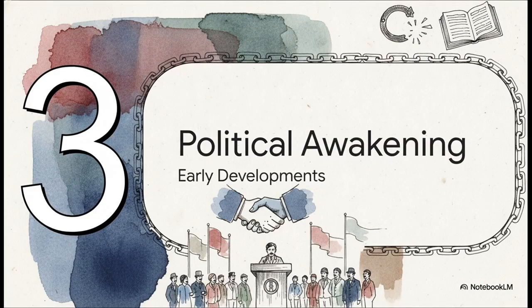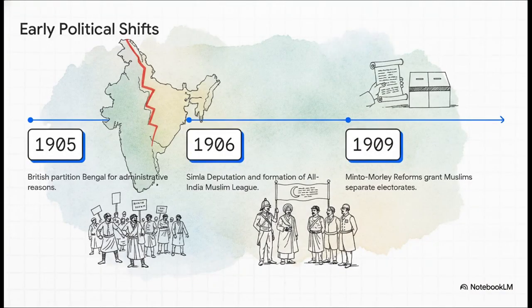Which brings us to Section 3, Early Political Awakening. Fast forward to the late 19th century, and the focus shifts heavily toward organized political demands. It started with the creation of the Indian National Congress in 1885, which was initially meant to be a single platform for all Indians, but things escalate really rapidly from there. In 1905, the British partitioned the massive province of Bengal for administrative reasons. This inadvertently creates a Muslim-majority province, which pleased Muslims but deeply angered Hindus and the Congress, who launched massive protests.